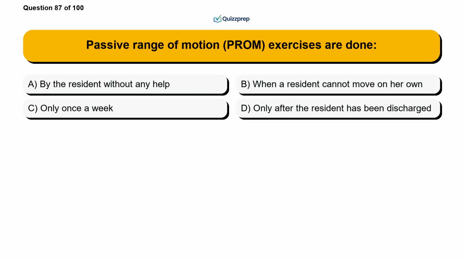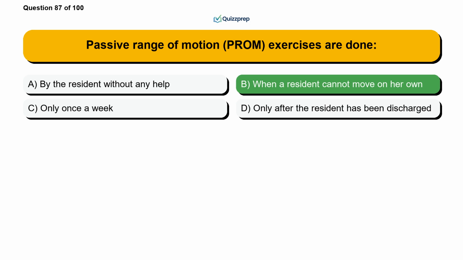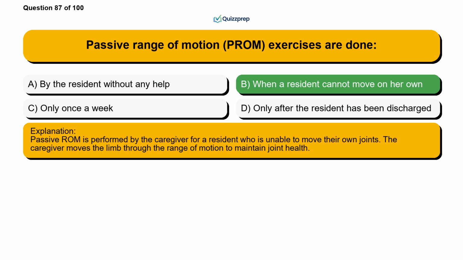Question 87. Passive range of motion, PROM, exercises are done: option A, by the resident without any help. Option B, when a resident cannot move on her own. Option C, only once a week. Option D, only after the resident has been discharged. The correct answer is option B, when a resident cannot move on her own. Passive ROM is performed by the caregiver for a resident who is unable to move their own joints. The caregiver moves the limb through the range of motion to maintain joint health.